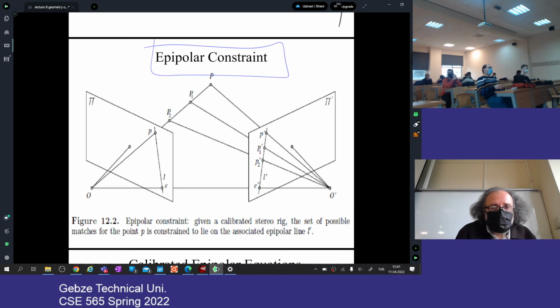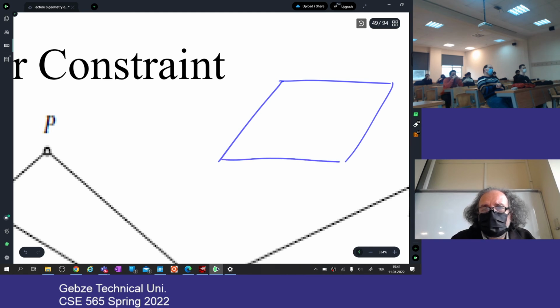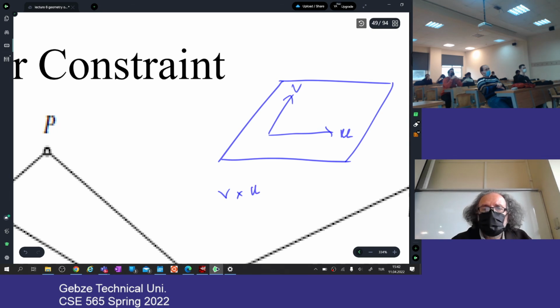So let's use some of our knowledge about this epipolar system and see if I can derive some compact, nice formulas out of it. But before that, let's say I have a plane like that, with a vector u and a vector v on this plane. Tell me, what kind of vector would I get if I take the cross product u cross v, or v cross u?